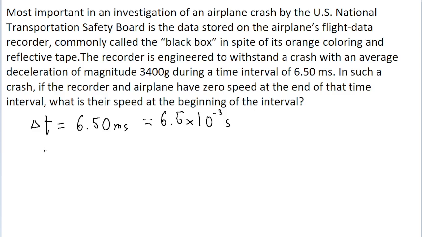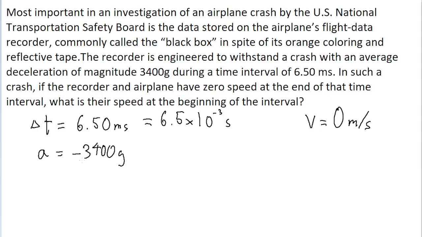We're told that the acceleration has a magnitude of 3,400 g. So that is 3,400 multiplied by g, the constant acceleration due to gravity. And naturally, since the airplane is in the process of crashing, decelerating, its final speed is going to be 0 meters per second, if we assume that it has come to a complete stop at the end of the crash. Additionally, since the acceleration is a deceleration, we can make our acceleration negative. So we can add a negative sign to the magnitude that was given to us in the problem.